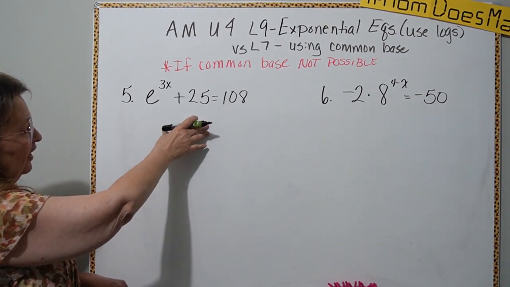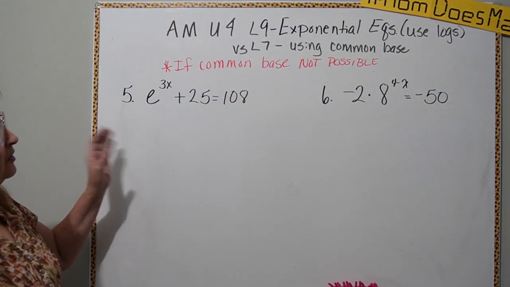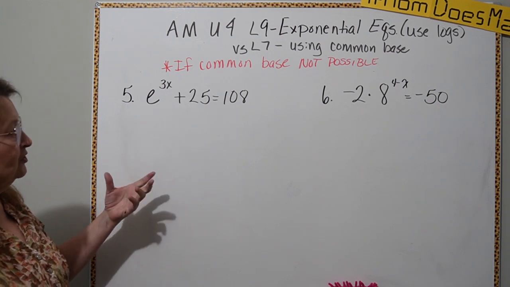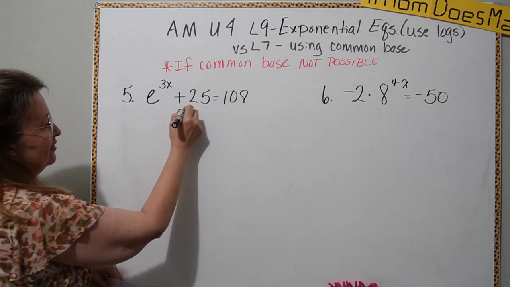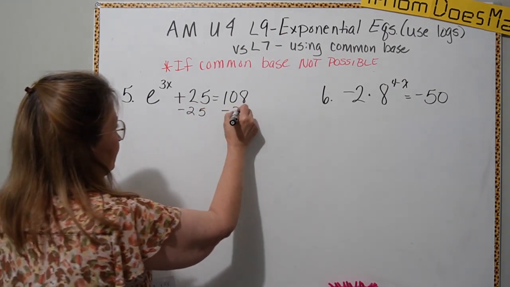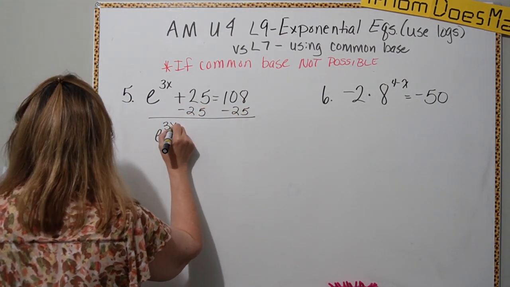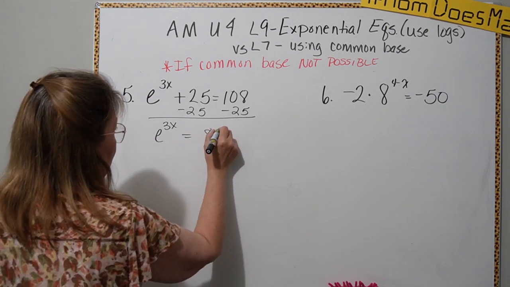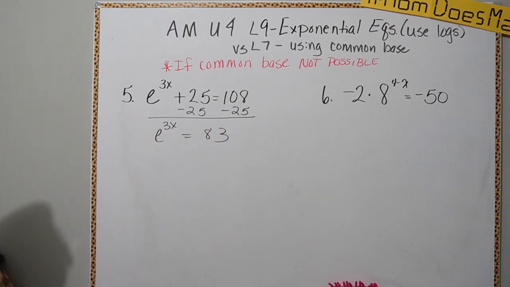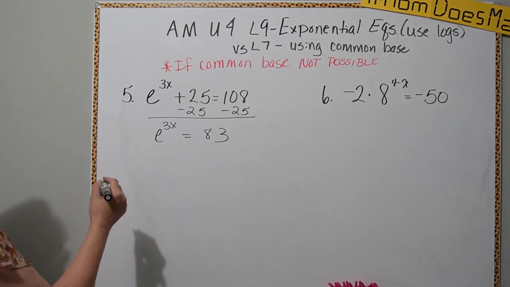Okay, let's look at number 5. e to the 3x plus 25 is equal to 108. Now our first step was to isolate the exponential. So here is my exponential. I need to get rid of the 25 first, so I'm going to subtract 25 from each side. So that's going to leave me with e to the 3x is equal to 83.